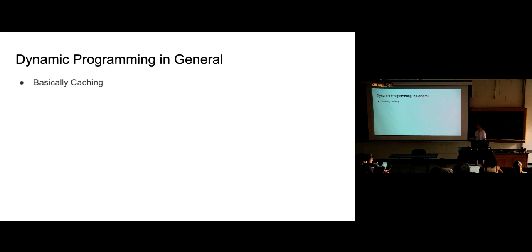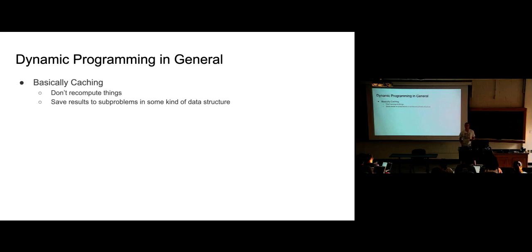In general, dynamic programming is when you're caching intermediate steps whenever you're solving a problem. The idea is that if you compute something once, you don't want to ever have to compute it again. It's actually a pretty intuitive algorithm strategy. We save the results to subproblems in some kind of data structure, and that data structure is usually an array or a hash map. You could maybe use a tree, but usually it's just an array or a hash map.